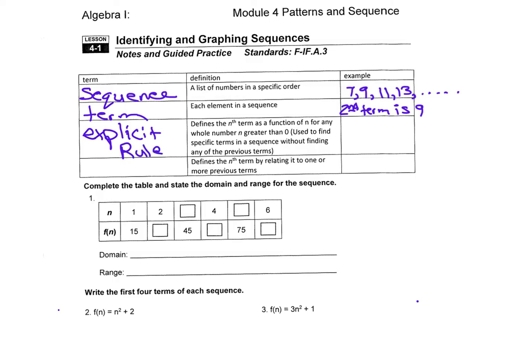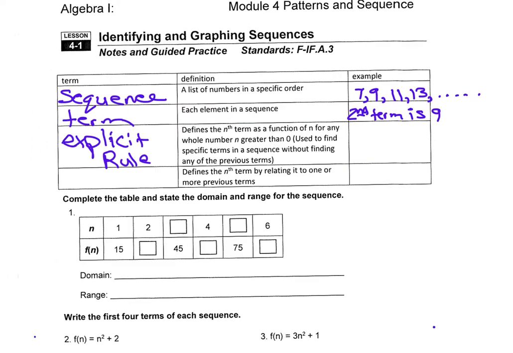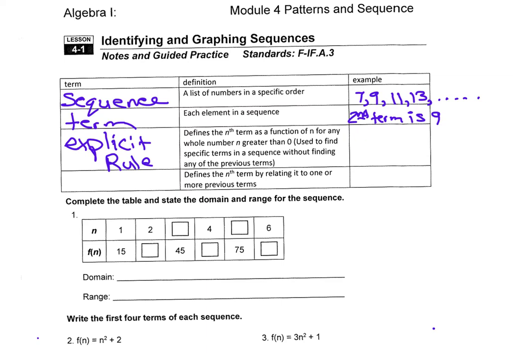So for example, and we're going to put it in function notation, you're usually used to y equals something x, right? But we're going to use f of x, which is a fancy way of saying y. It's called function notation. f of n equals n squared plus 2. Okay? So that would be an explicit rule. I could put any value in for n, and I could solve for the function of n.